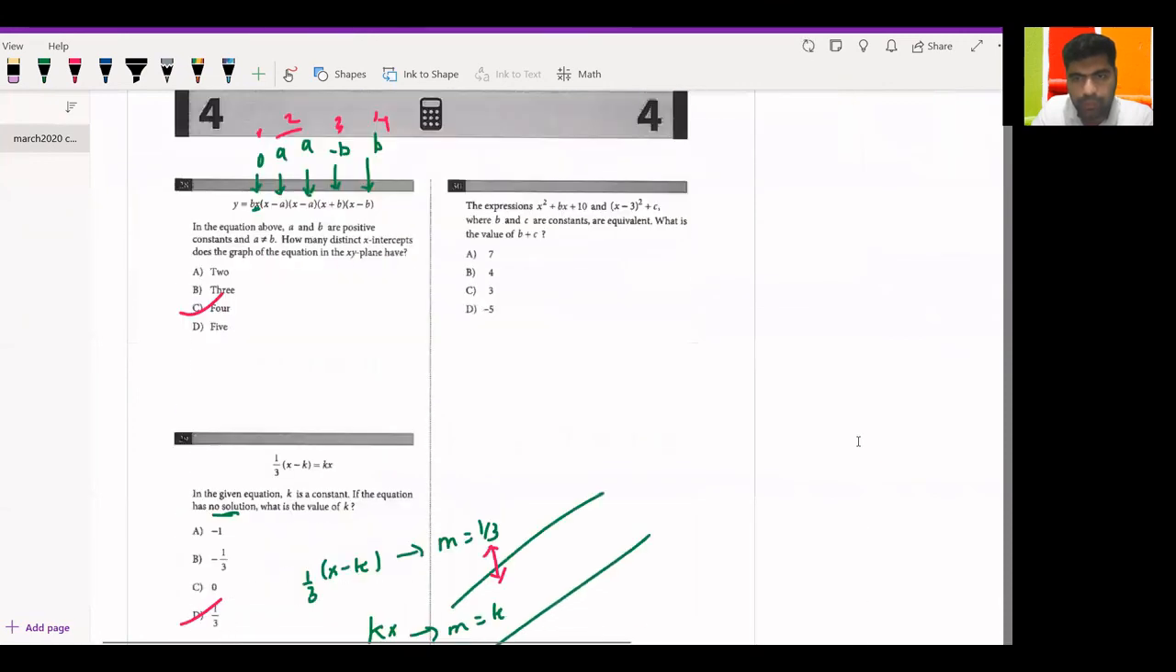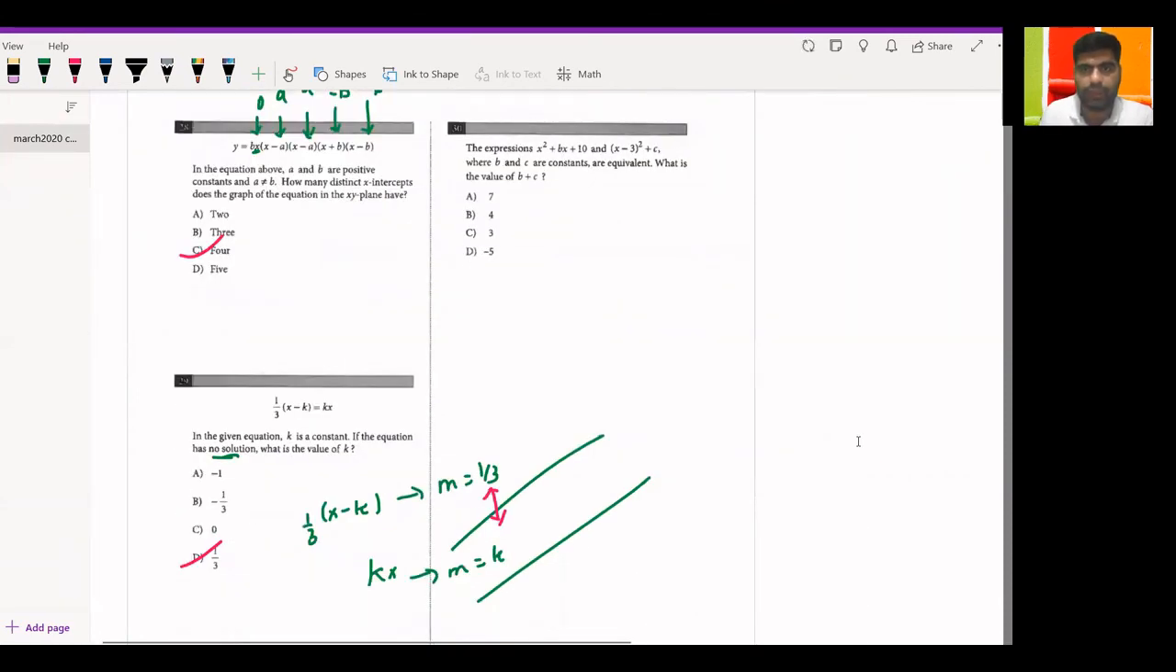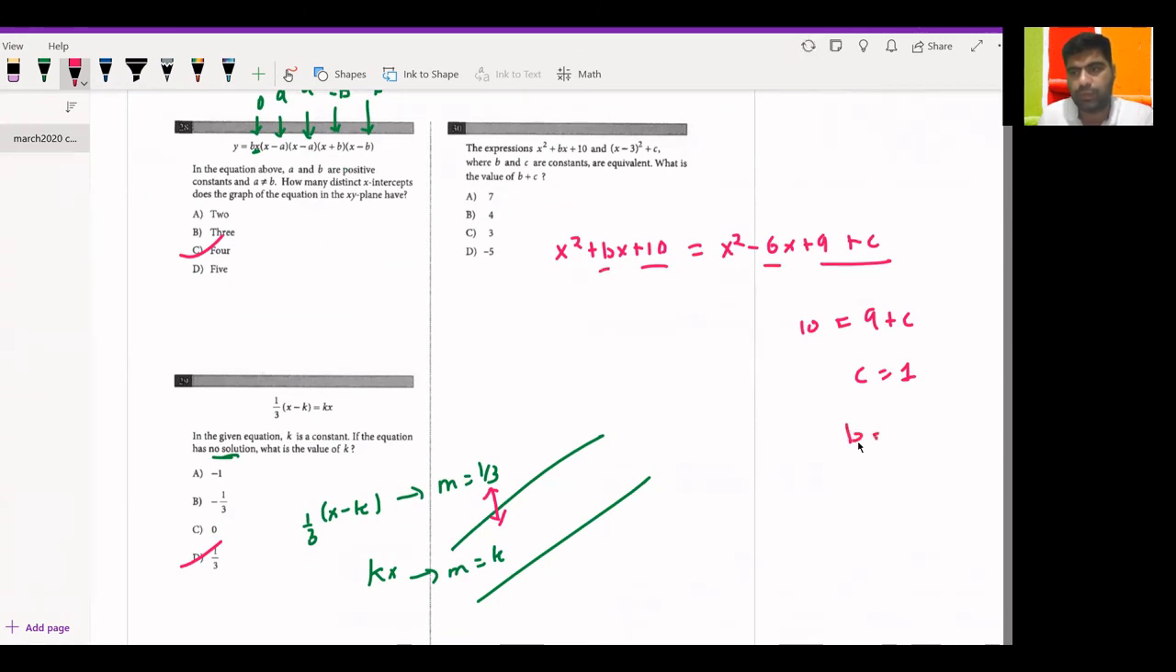The expressions are equivalent, so you simply equate them. What is the value of b plus c? So x squared plus bx plus 10 equals x minus 3 whole squared plus c. Let us expand x minus 3 squared: x squared minus 6x plus 9 plus c. So 10 equals 9 plus c. C equals 1, b equals minus 6. b plus c equals minus 5. D.